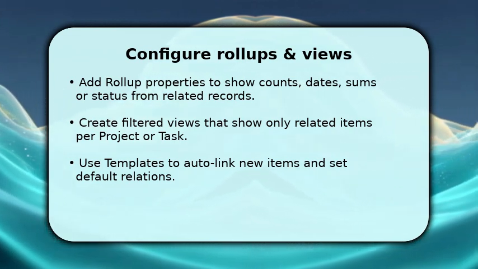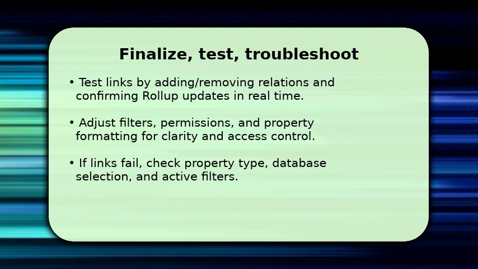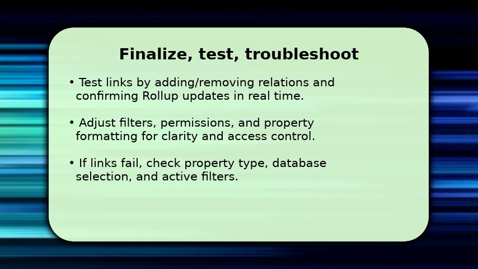Finally, verify the setup. Add a new task, link it to a project, and watch rollups update. Once done, tidy property names, set permissions so collaborators can link records, and create shared views for consistency. Make sure to test bulk edits and automation templates to confirm they maintain relations.